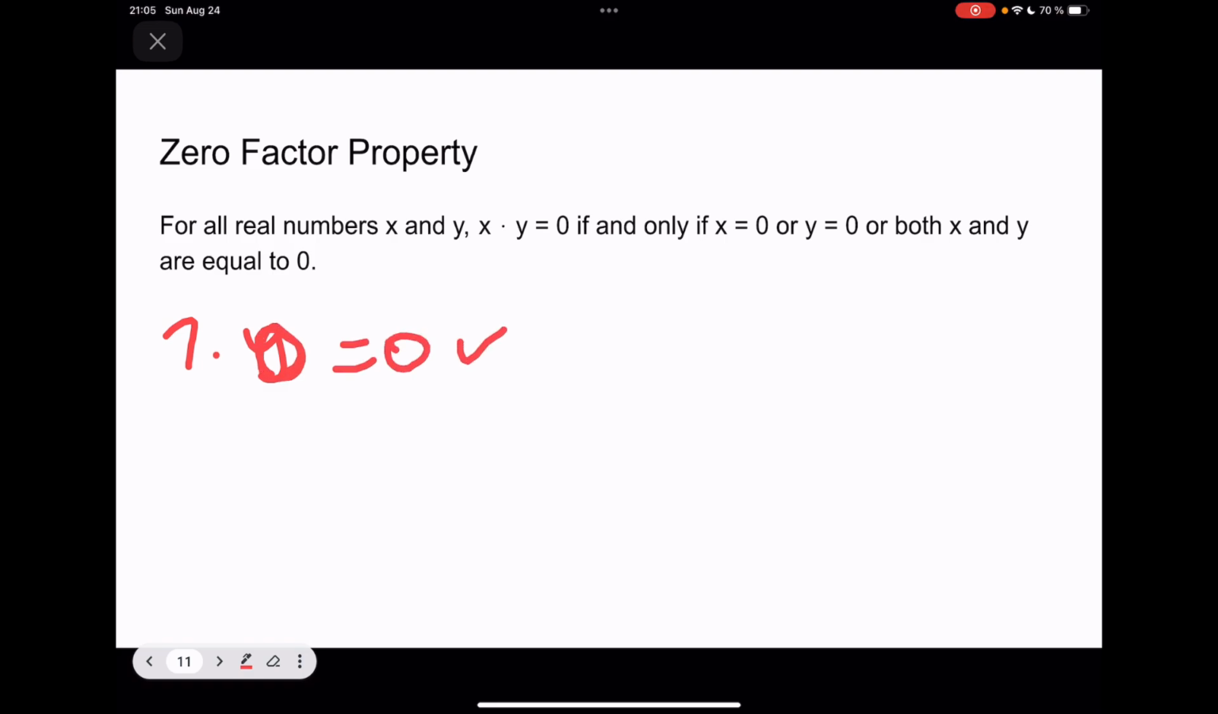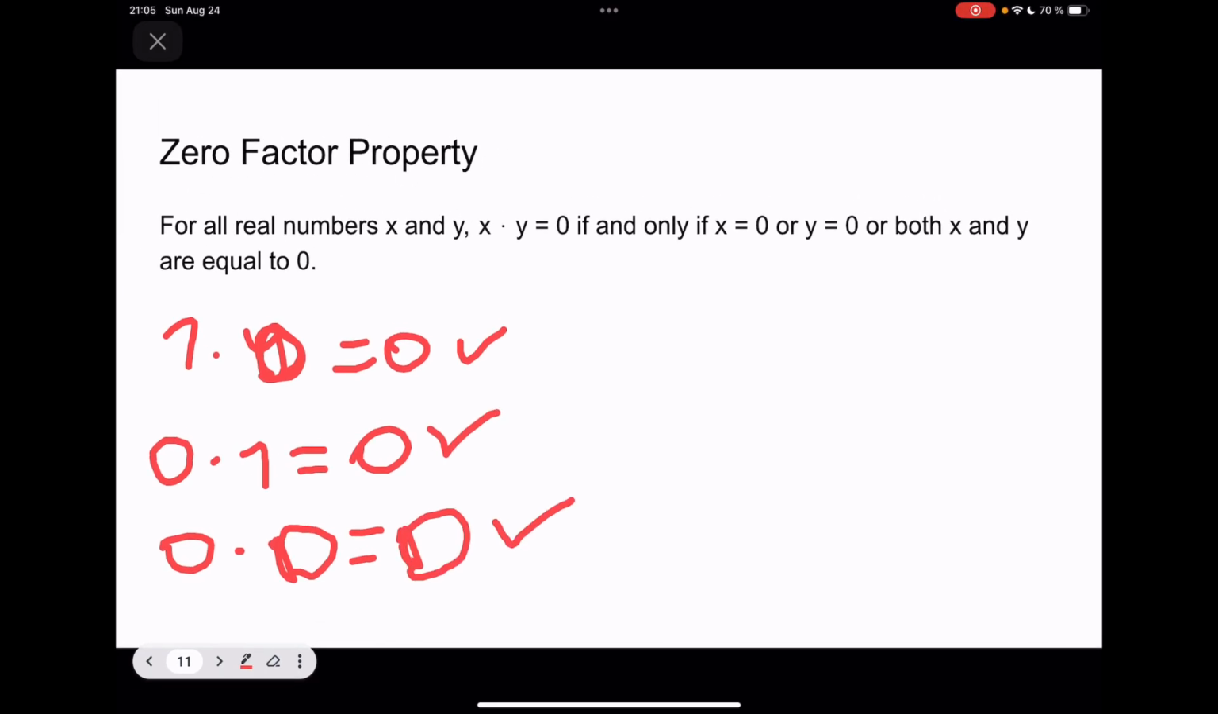That works. If we switch it, x is 0, y is 1. 0 times 1 is still 0. And let's say they're both 0. 0 times 0 is indeed 0. See, it all works. And we can also prove when it doesn't work. If x is 1 and y is 2, 1 times 2 is 2, and 2 does not equal 0.